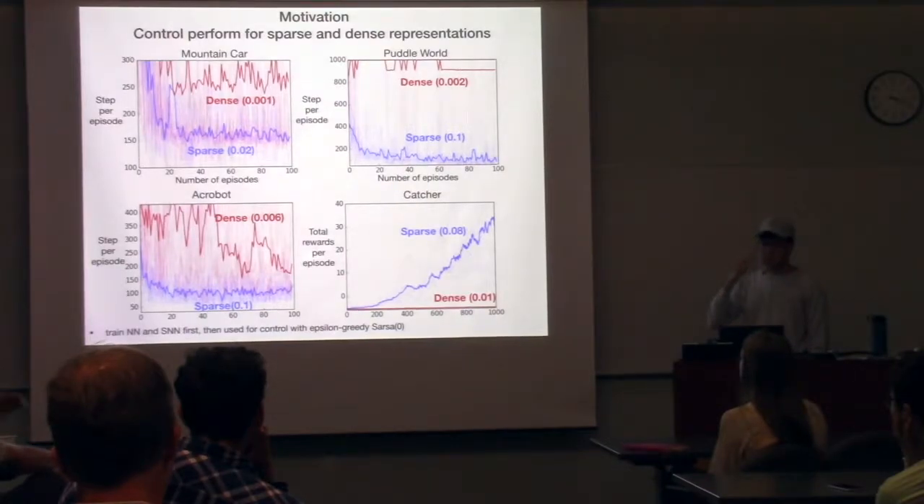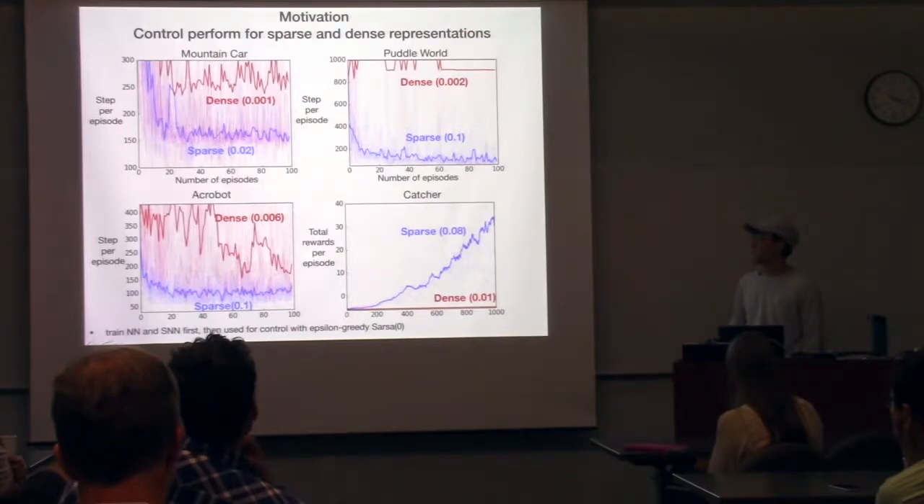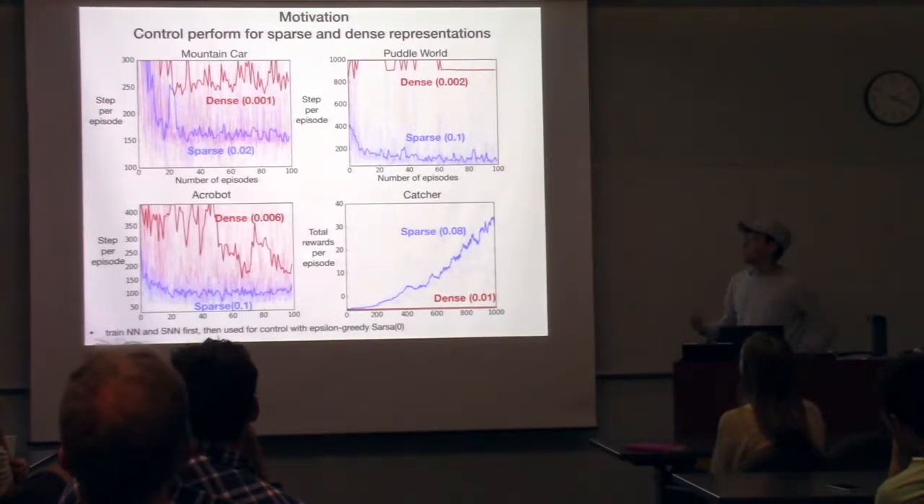So the motivation is, when we run control experiments with a neural network as function approximation, we usually see it is quite unstable. Sometimes you see the agent learns an optimal policy, but it fails in the next episode, and it learns the optimal policy again and it fails again. So I did a very simple experiment here. Assume we are given sparse and dense representations from a neural net. I want to see how well they do in these classic domains.